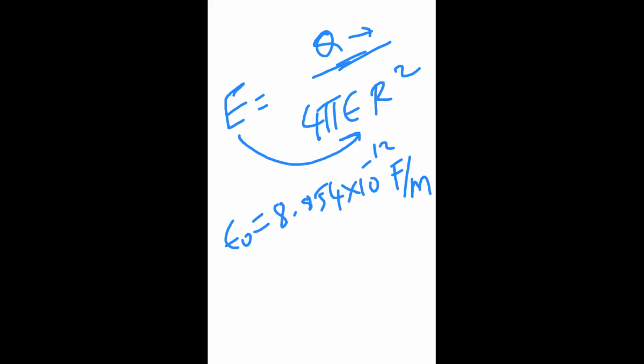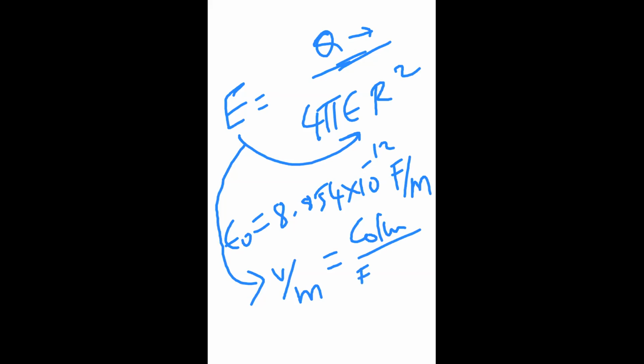But at this point, what is the unit of electric field? The unit of electric field is volt per meter. Now the unit of charge is coulomb. Epsilon naught is farad per meter, and r square is meter square. Please prove that the left hand side and right hand side are equal.